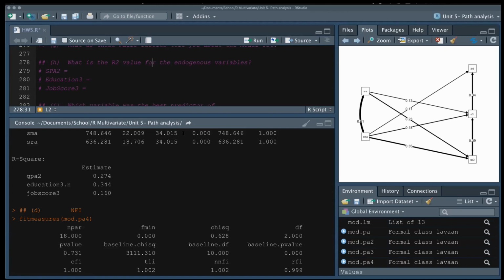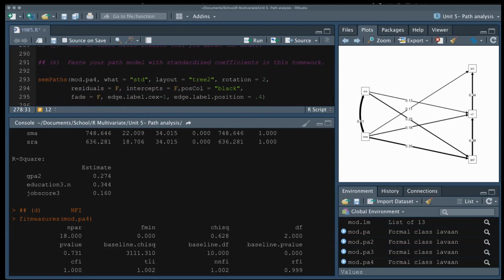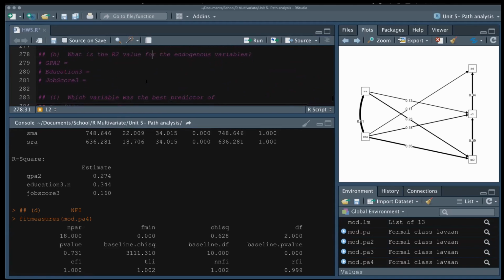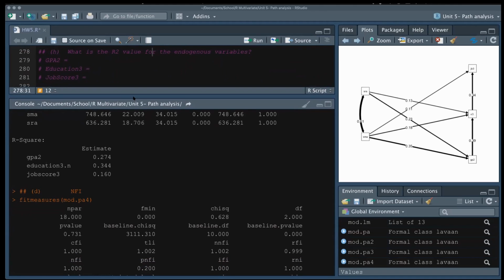So just so you know, the most likely scenario, if chi-square is not significant, is that your fit indices are going to look great. The most common scenario for publication is chi-square is significant, but your fit indices are great. And you have real problems if your chi-square is not significant and your fit indices are not good, because that probably indicates some real specification problems in your model.